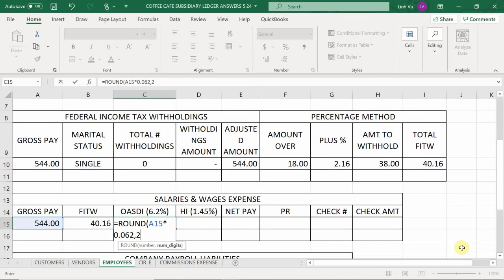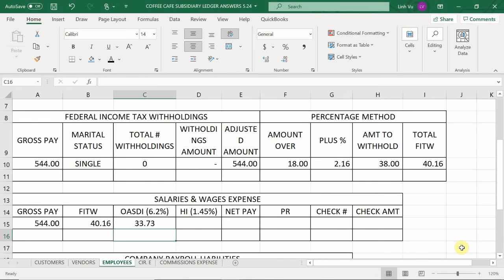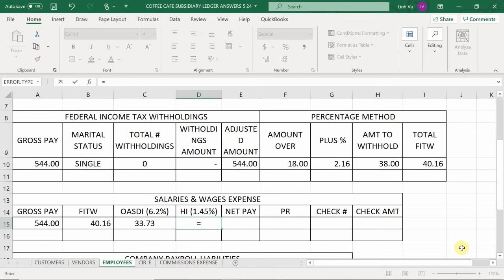For Social Security, in order to solve for that, you're going to take her gross wages and multiply it by a percentage. Social Security is 6.2%. So in this case, how much is going to be her grand total amount of Social Security that she is subject to pay? $33.73. $33.73. Good.